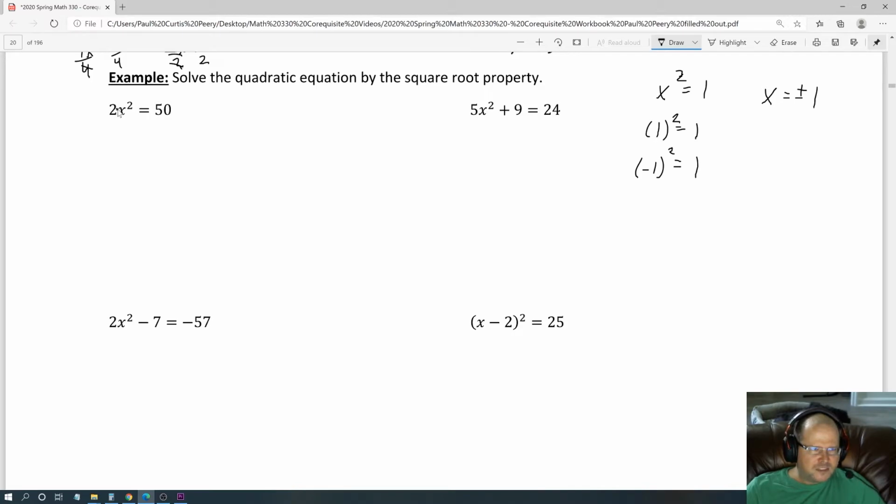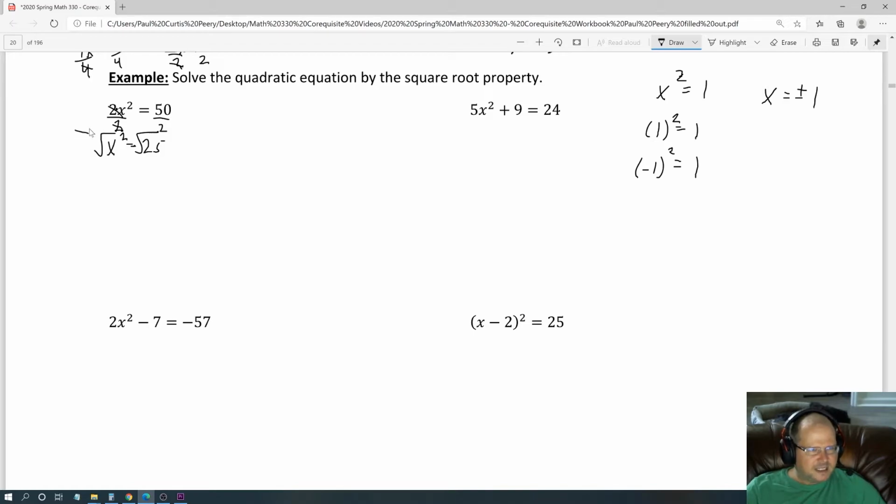So first step is we're going to get the variable squared on one side by itself. So we're going to get rid of its coefficient. So we're trying to solve for x squared in this case. And we do that by undoing the multiplication of x squared by 2 by dividing by 2. And whatever we do to one side, we do to the other. Those cancel out, leaving me x squared is equal to 25. Then I try to take the square root of both sides.